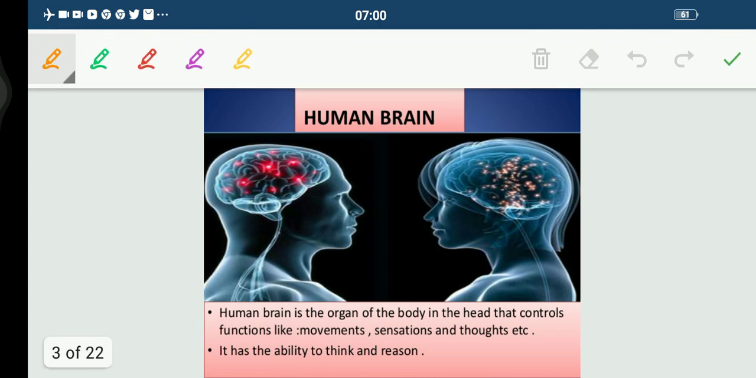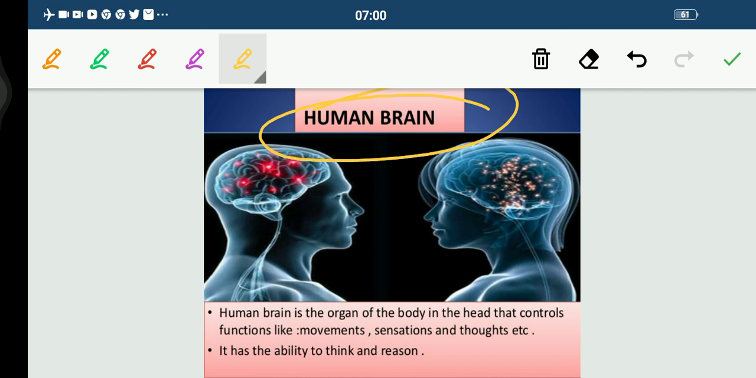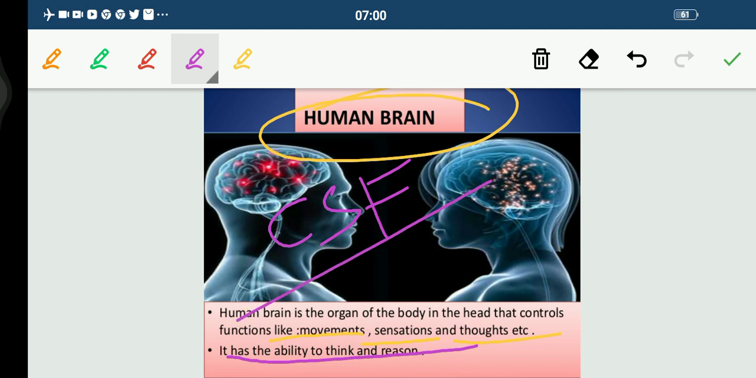Now students, talking about the human brain, our human brain is the organ of the body in the head that controls functions like movements, sensation, and thoughts. It has the ability to think and reason. And our brain is surrounded by cerebrospinal fluid, which protects our brain from shocks.